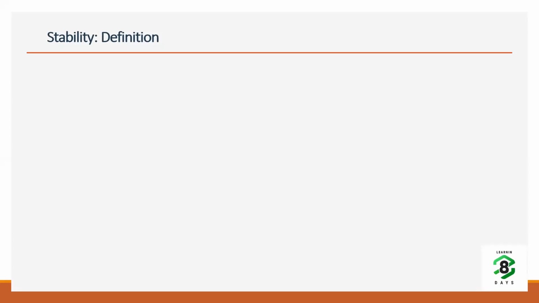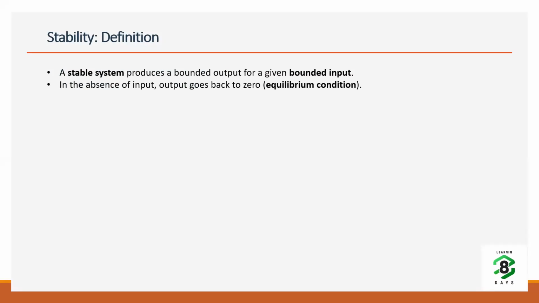Okay, so start with definition. What is your understanding of stability? The textbook definition says this: there are two conditions. One, a stable system always produces a bounded output for a given bounded input. Almost every working control system in the world works with a bounded signal. If the signal is not bounded, you cannot control it. Second condition for a stable system is if you don't give any input, then the output is supposed to come back to zero, irrespective of the initial condition.